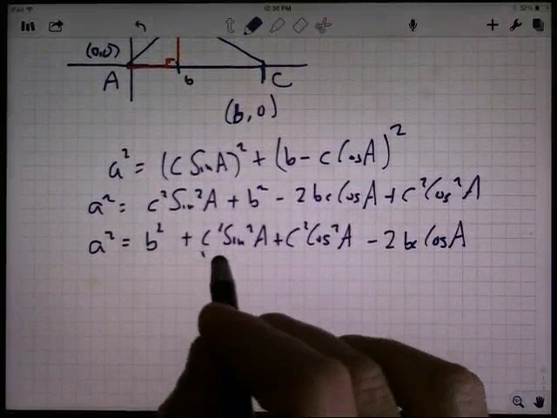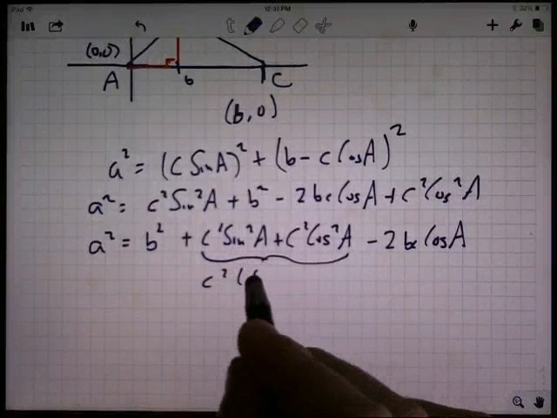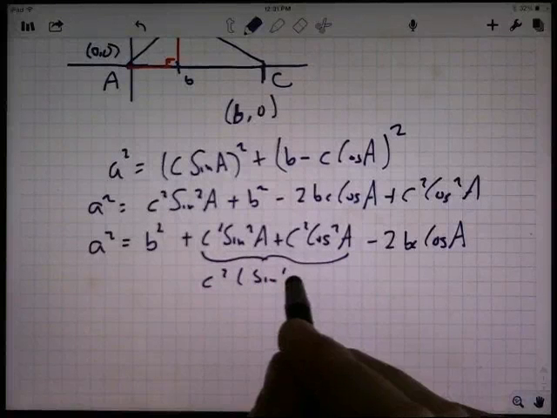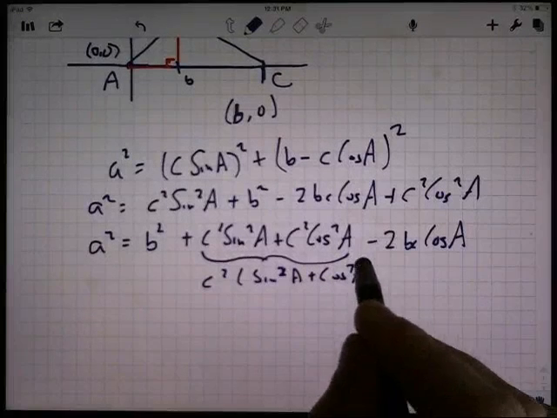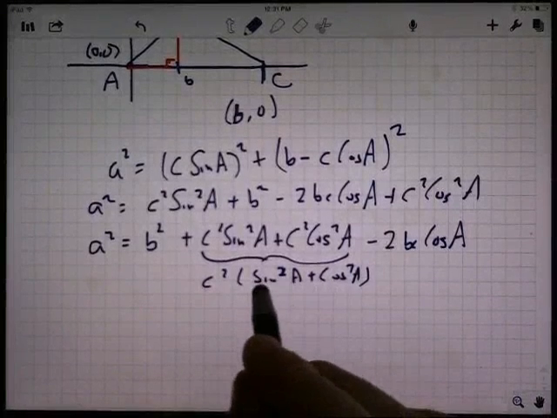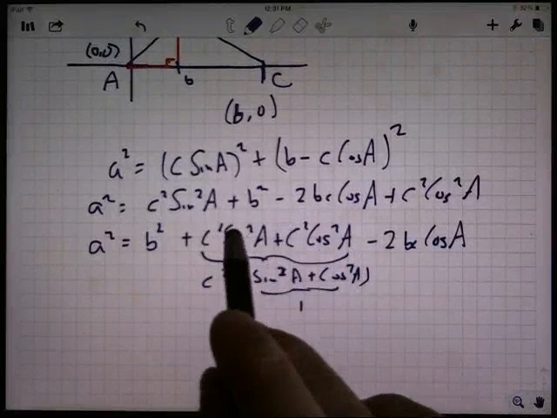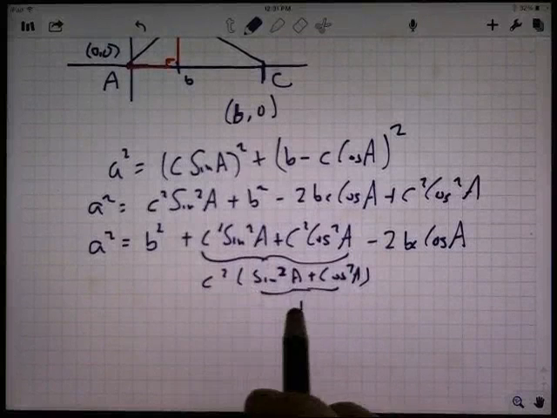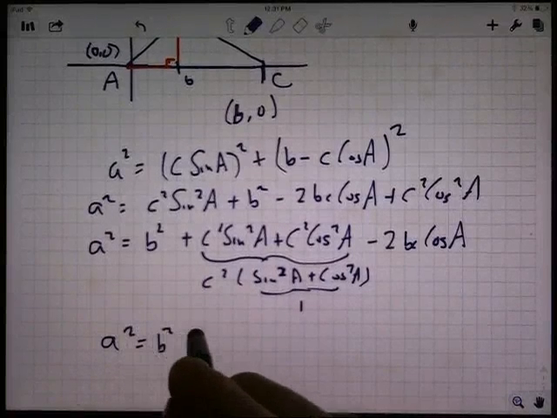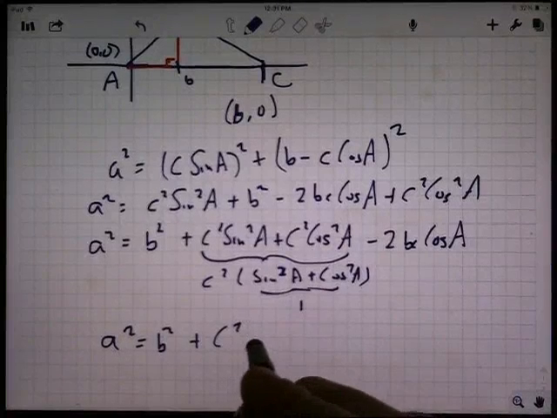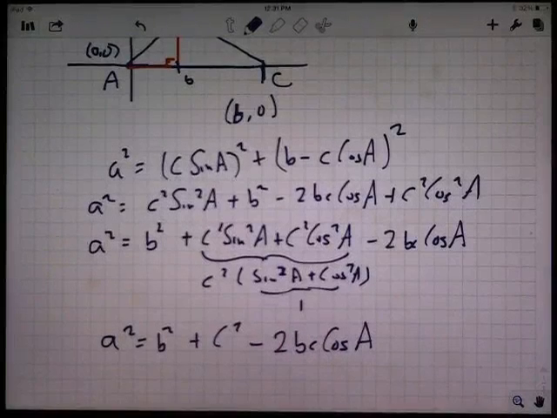Now, these two things that have a c squared in them, factor it out. That's c squared times sine squared A plus cosine squared A. But the sine squared A plus cosine squared A is equal to 1. So those two terms in the middle just turn into c squared times 1. So what I have is a squared equals b squared plus c squared minus 2bc cosine of A.